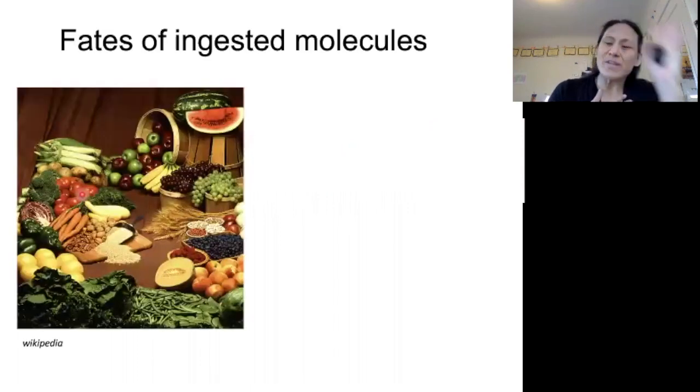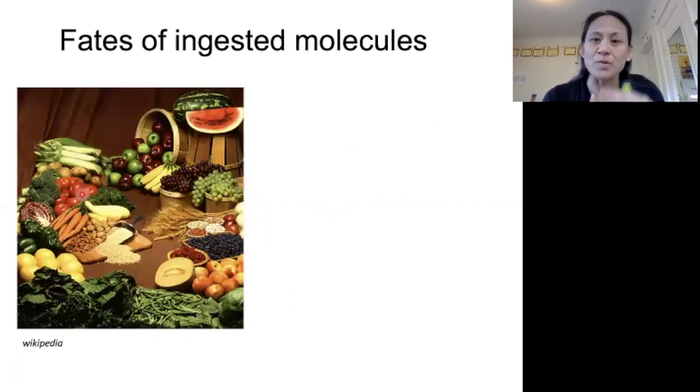Okay, so we just finished our digestion unit in which we talked about how we break down various molecules and absorb them into our bodies. In this unit, we are going to talk about what happens to those molecules once they enter our bodies.